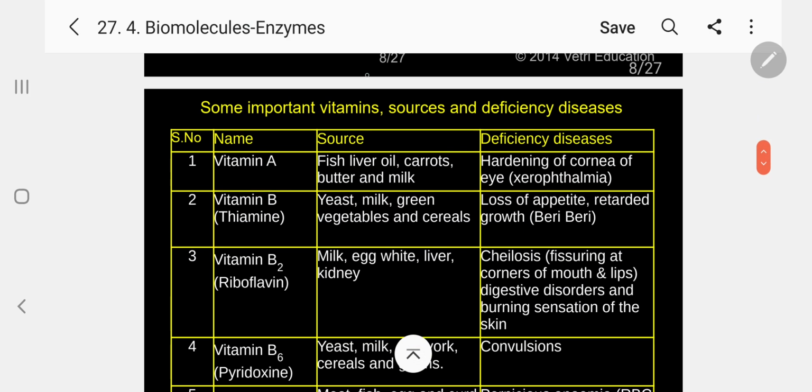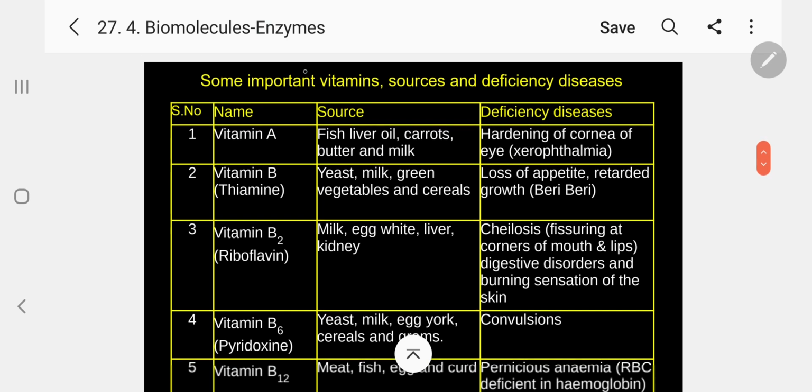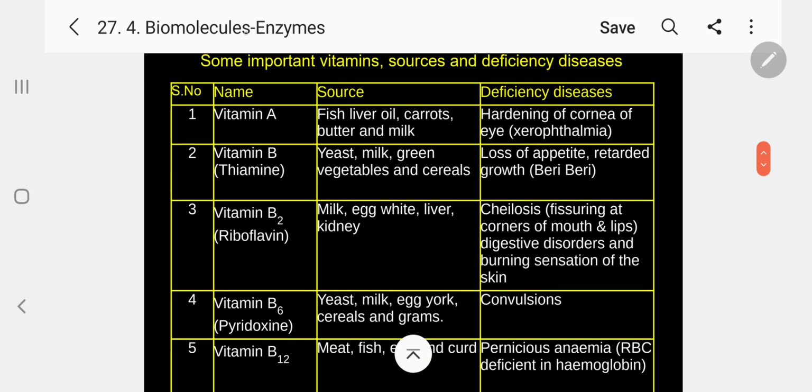Now, here I am giving important vitamins and their sources, and the diseases that arise due to their deficiency, in the form of a tabular column. This is a most important question that can be asked, my dear students. Please follow me. Let me go slow.